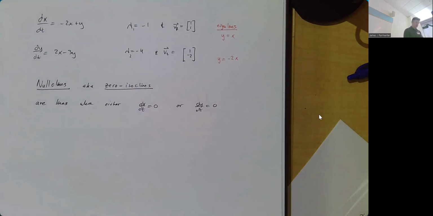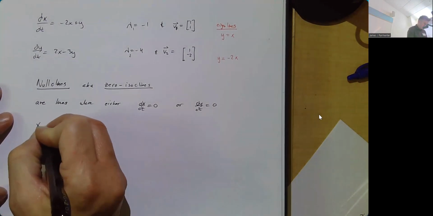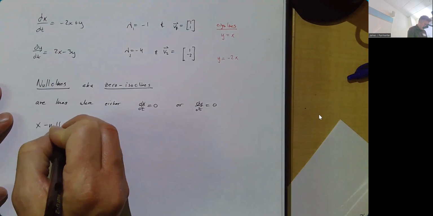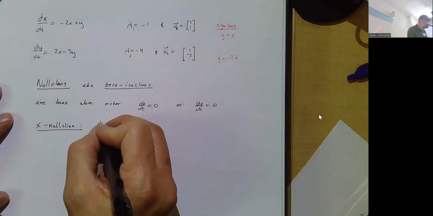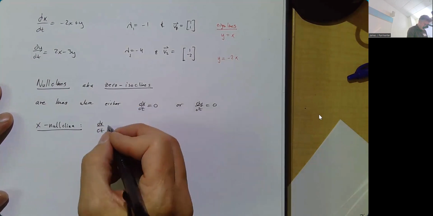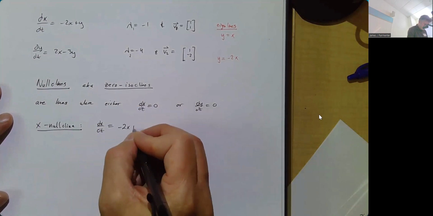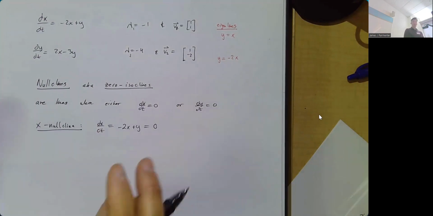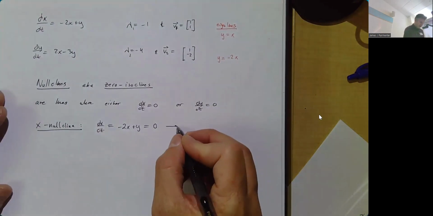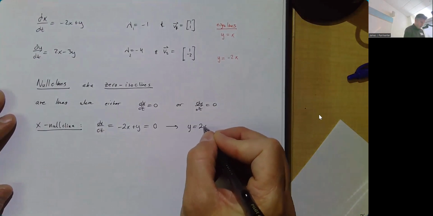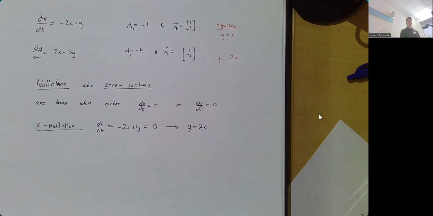So if I want to find what we typically call the x nullcline, because we're setting dx/dt equal to 0, well, dx/dt is equal to -2x plus y. And if I set that equal to 0, it's really, really easy to find the equation of the line. I'm just going to get y equal to 2x. That is one of my zero isoclines. Specifically, it's the x isocline.